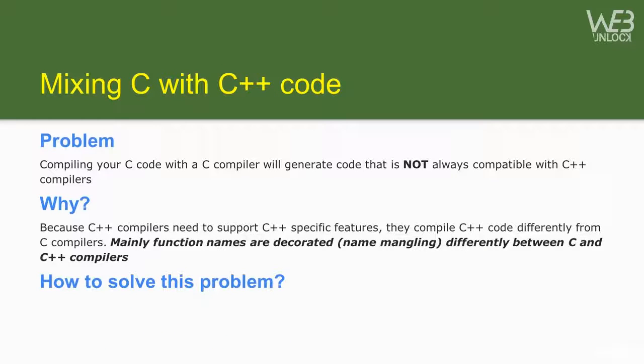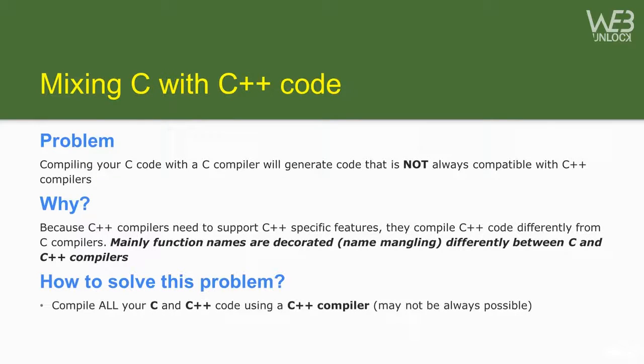Okay, so how do we solve this problem? The first solution is to compile all your C code along with C++ code together using a C++ compiler. However, this may not always be possible. There might be cases where you don't have the source code, or if you try to compile all your C source code with a C++ compiler, you might need to make a lot of changes to the code so that the C++ compiler can accept it. So this option may not always be possible for everybody.